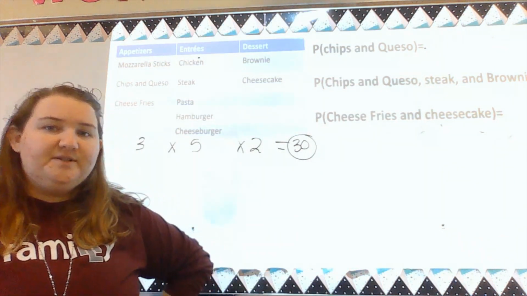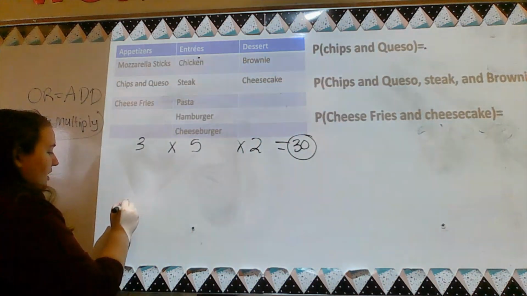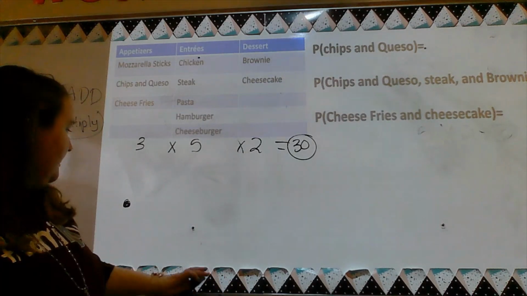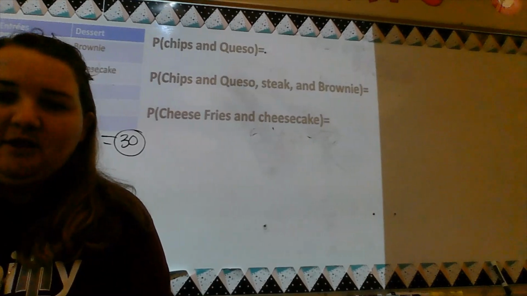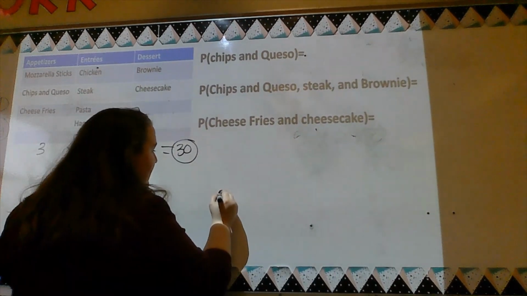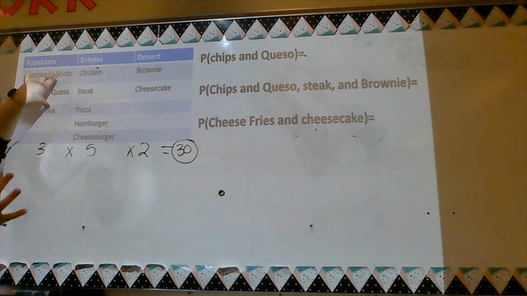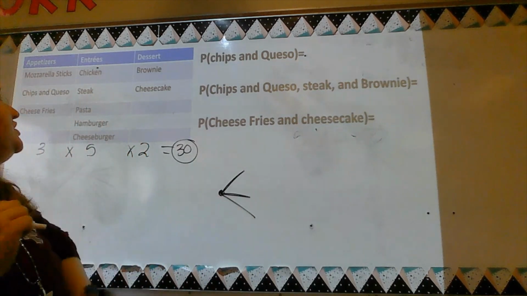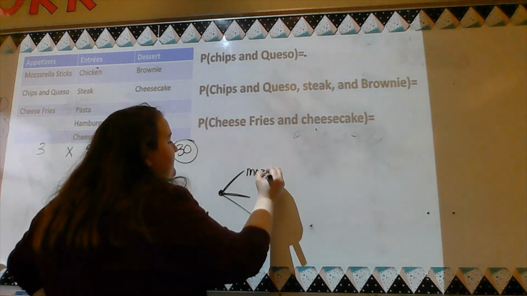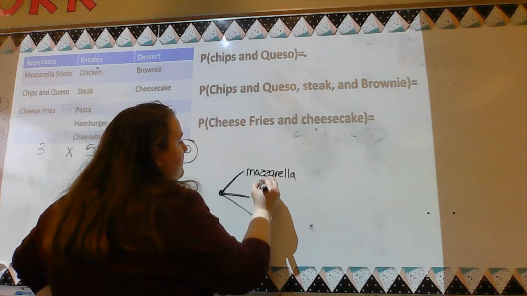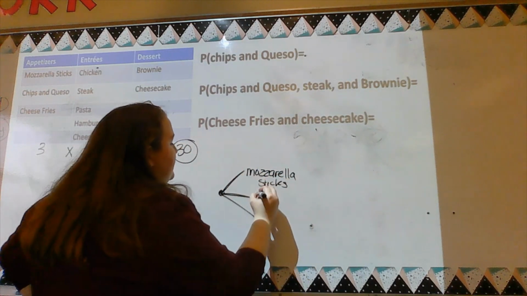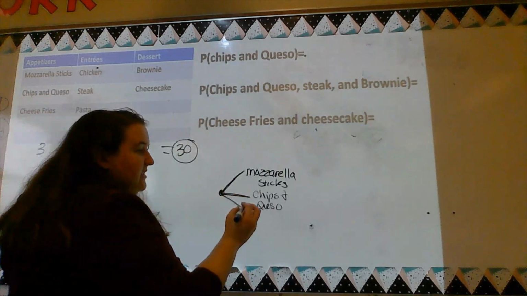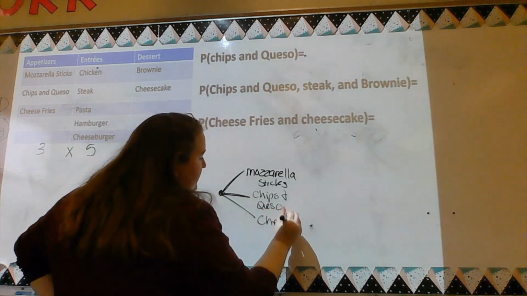So first things first, we start with a tree trunk. I'm going to redraw this. I'm going to come over here so I have a little bit more room. Okay, I'm going to start with my tree trunk. Now, my first choices, there are 3 things to choose from. So I'm going to draw 3 branches. Now, those branches are mozzarella sticks, chips and queso, and we could get cheese fries, okay? Those are your first 3 options.